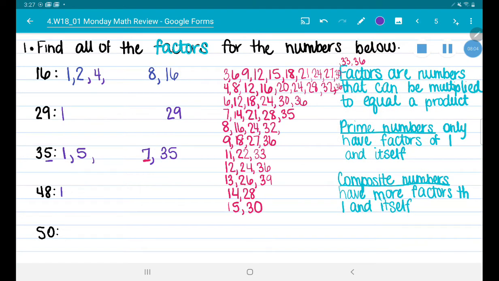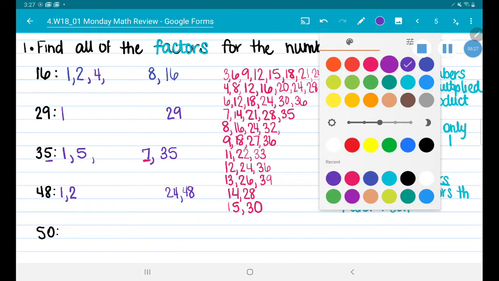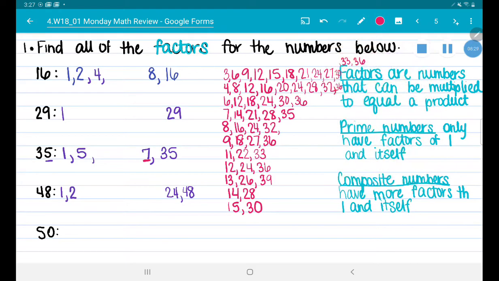I know that 1 will be a factor, and 48 will be a factor. 48 is even, so I've got to figure out 2 times what equals 48. Half of 48 is 24. So 2 times 24. Now I'm going to check 3s. My list only goes to 36.